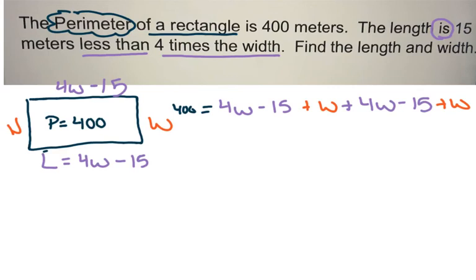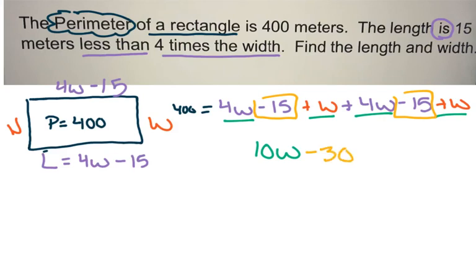Okay, now we solve it just like we normally would. We have to combine all our like terms. So I have like terms 4W, W, 4W, W. And I also have like terms minus 15 and minus 15. So if I put all that together, 4W plus 1W is 5W, plus 4W is 9W, plus 1W is 10W. So I would get 10W, and then minus 15 and minus 15 would be a minus 30.